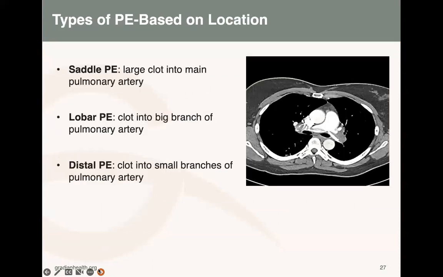Next slide. So, types of pulmonary embolism based on location. We have saddle pulmonary embolism, where there is a large clot in the pulmonary artery. The other type is lobar pulmonary embolism, when the clot is in the big branch of the pulmonary artery. And the other type is distal pulmonary embolism, when we have a clot in the small branches of the pulmonary artery. Next slide, please.